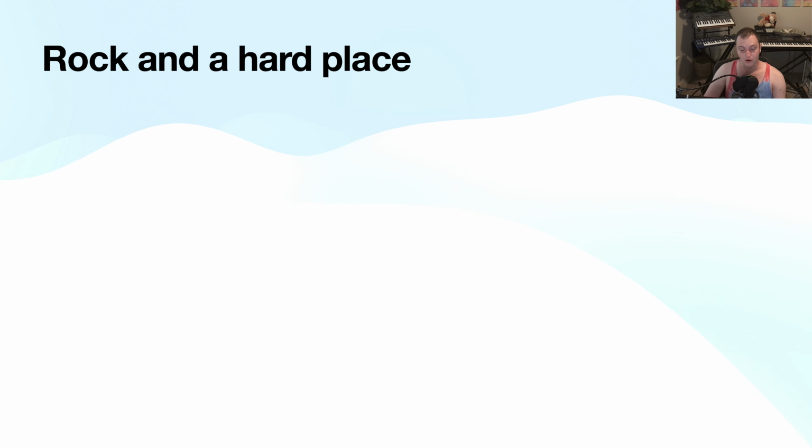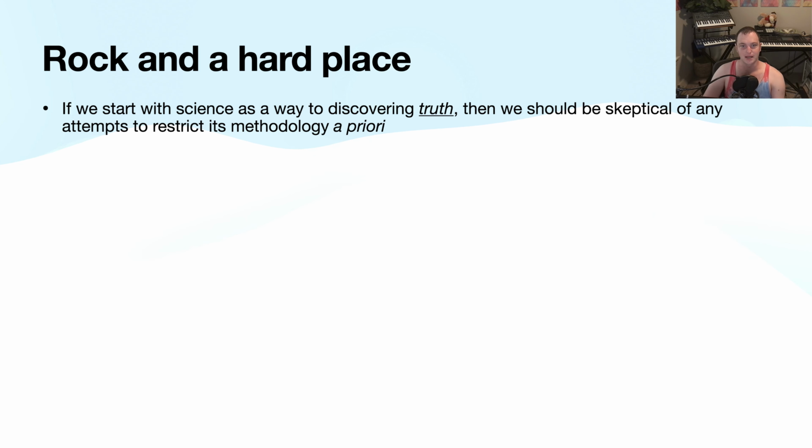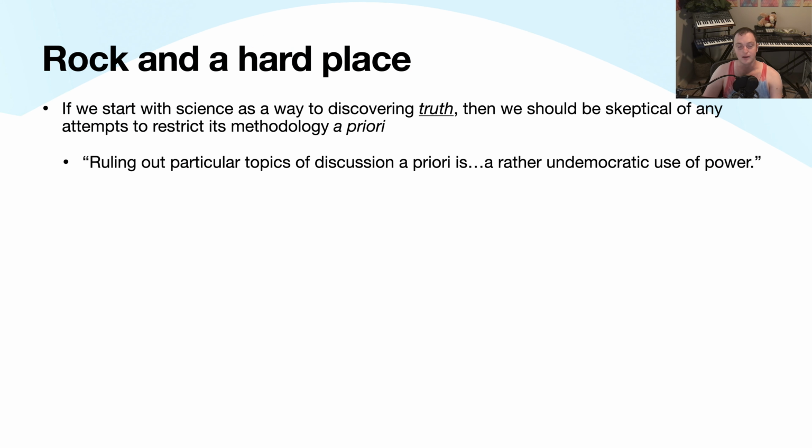Now, the rock and a hard place here is if we start with science as a way to discover truth, then we should be skeptical of any attempts to restrict its methodology a priori, unless that methodology is metaphysically justified, right? So this is what James Davison Hunter says as a sociologist. Ruling out particular topics of discussion a priori is a rather undemocratic use of power. Now, of course, science isn't settled by democracy, at least most of the time it's not.